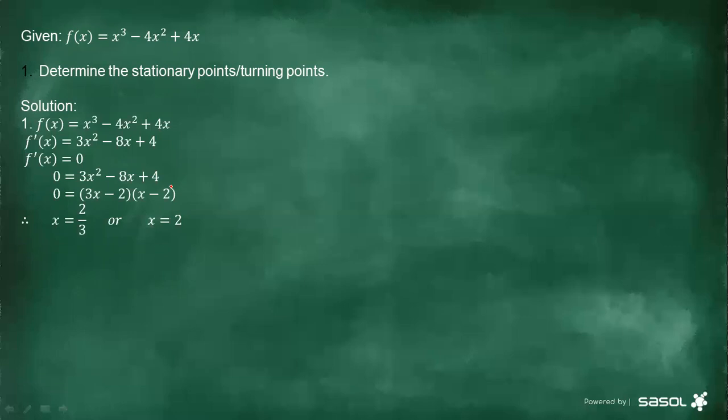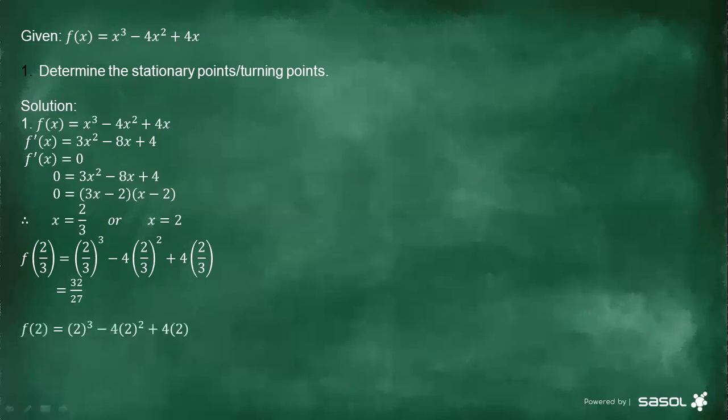And now let's look for the corresponding y values. You first substitute 2 over 3 into the original equation, before you derive it. Then the first value is 32 over 27. Then we substitute 2, then the value is equal to 0 there. Then the stationary points are (2 over 3, 32 over 27) and (2, 0). Those are the stationary points.